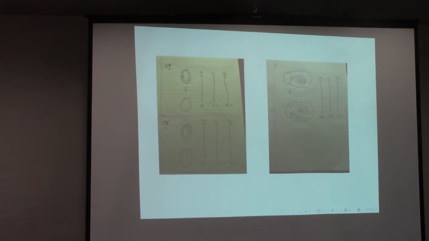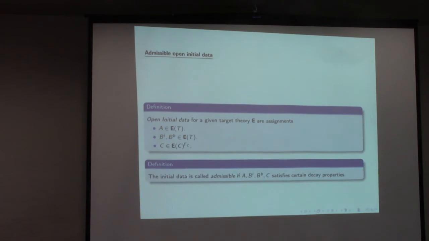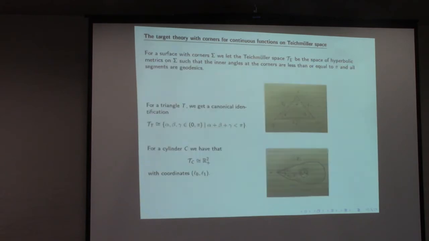Okay, good. So now we simply say, let's specify the initial data that we need. So that is A, B, B, and C, BI and BB. And then there are certain decay properties again, that I'm not telling you about right now, but under certain nice decay properties, we get exactly the same theorem as before. You use this recursion over and over again, and then the point is that under these decay assumptions, you get absolutely convergent series, so this becomes a mapping class group invariant assignment like this. Very good.